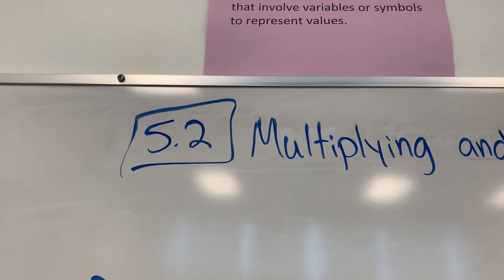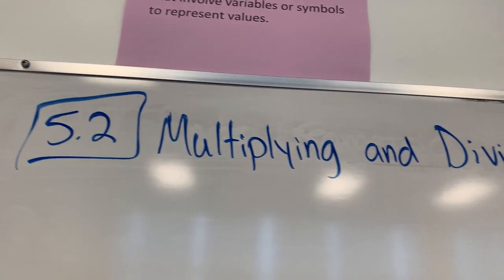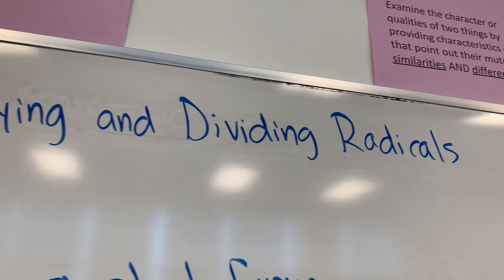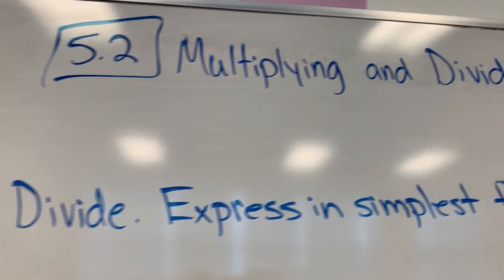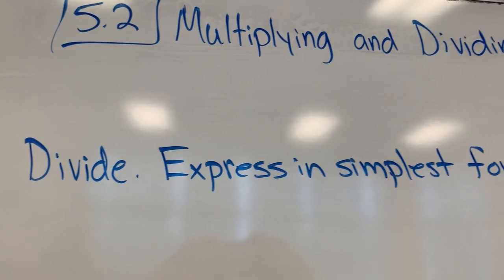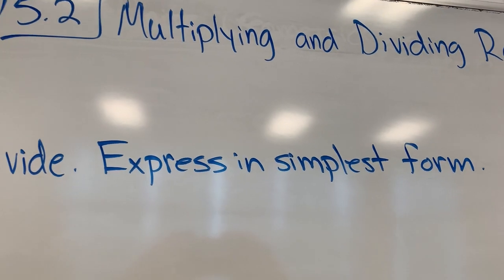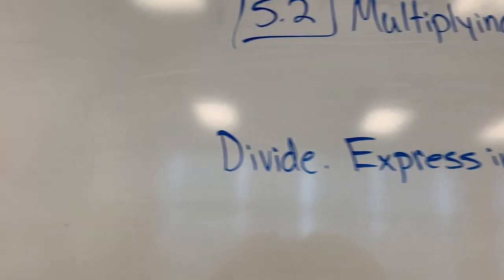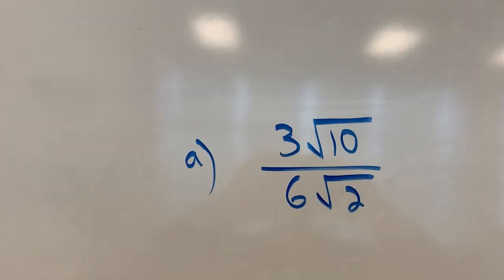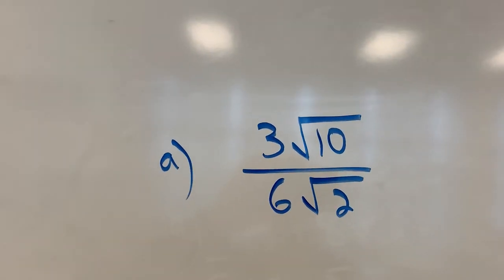Math 20, this example comes out of lesson 5.2, which was about multiplying and dividing radicals. And the instructions just say to divide and express your answer in simplest form. So I'm going to look at two examples here. The first one is this, 3 root 10 over 6 root 2.